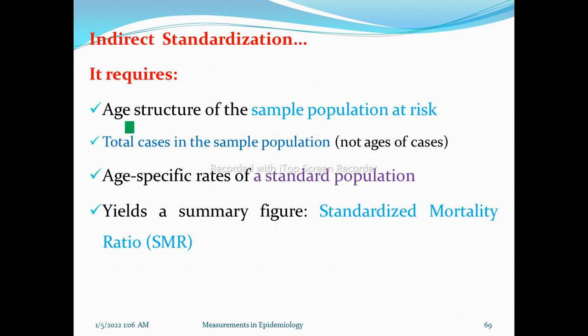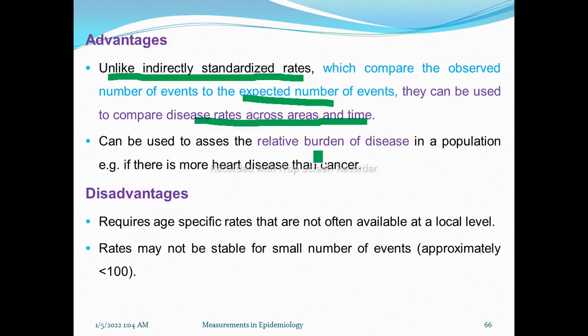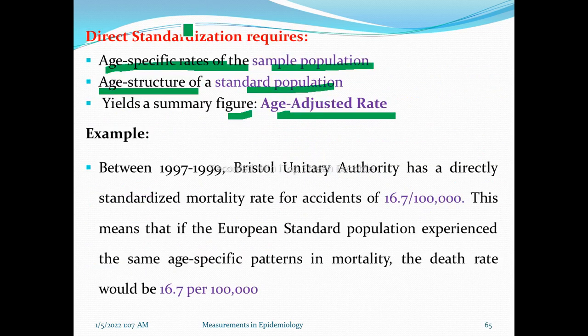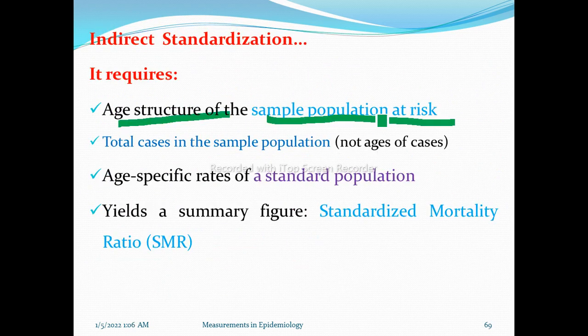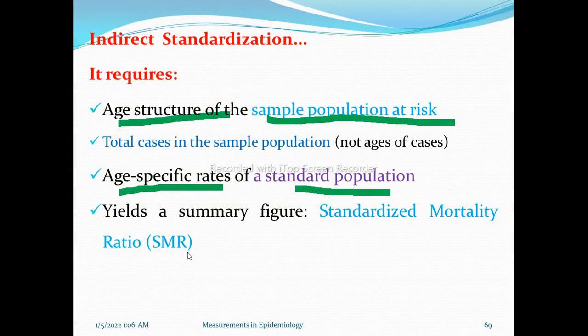So in the case of age structure, it is the sample population at risk, whereas in the case of standardized, age structure is the sample population and age specific rate is the sample population. In the indirect, age structure is the sample population at risk, whereas age specific rate is the standard population. But in case of direct, age specific rate is the sample population.